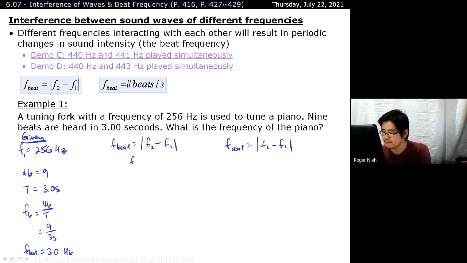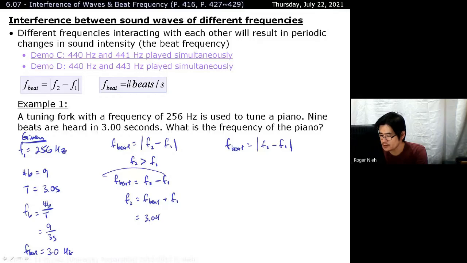All right. So if F2 so happens to be bigger than F1, then that's fine. This formula will work out beautifully as is, as F beat is equal to F2 minus F1 with the absolute values removed. So this is the first case scenario. Okay. We already have F1, so we're just solving for F2. So F2 is equal to F beat, and when we bring F1 over, it becomes positive F1. All right, so we hear a beat frequency of 3 hertz, and we're going to add it to our other reference frequency of 256 hertz. So one possibility that the piano can be tuned at is at 259 hertz.